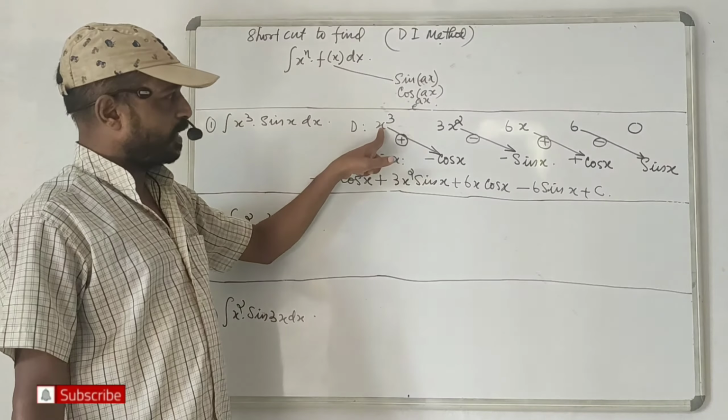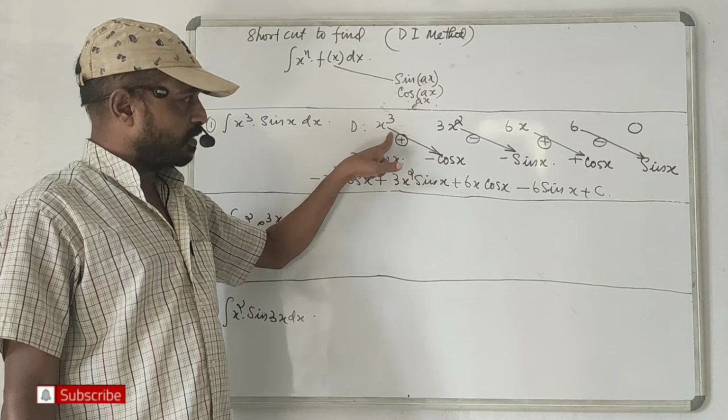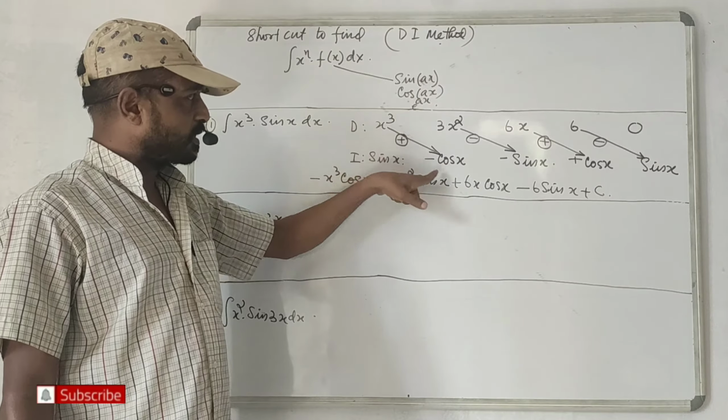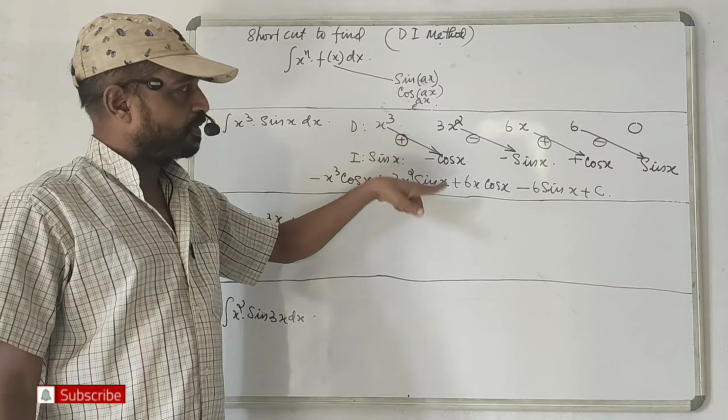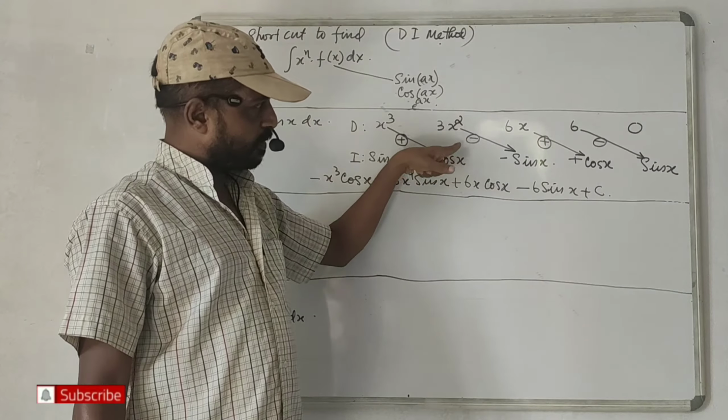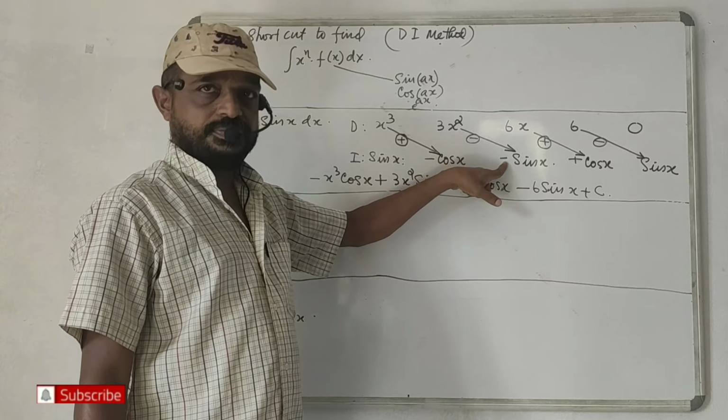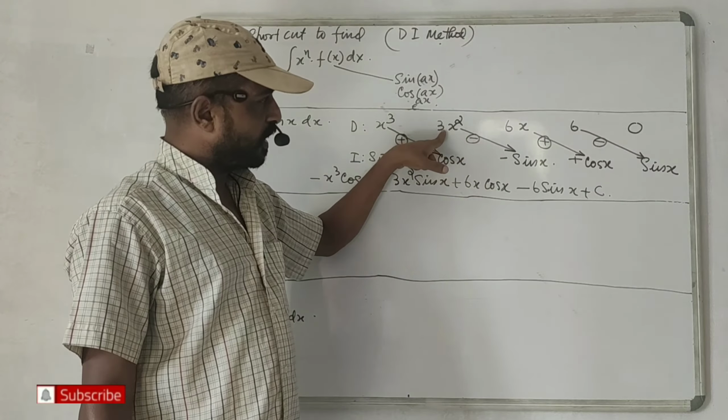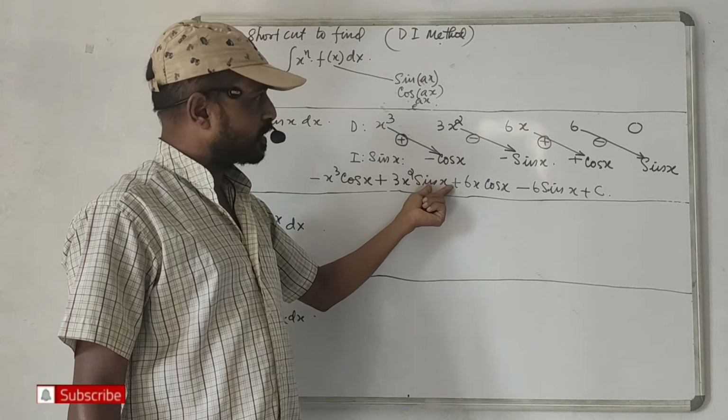So this is minus x cube cos x. X cube into minus cos x is minus x cube cos x. This is plus, and next is minus, that is plus 3x square sin x.